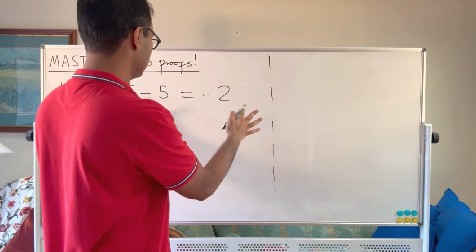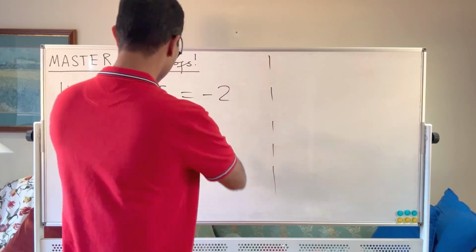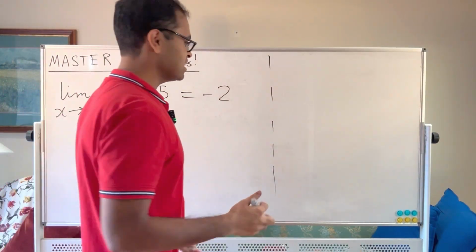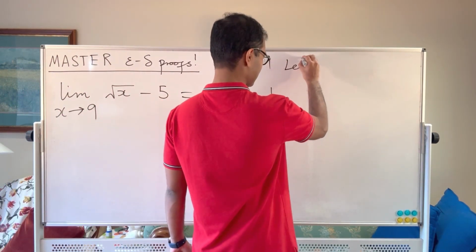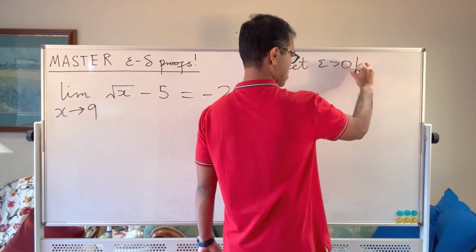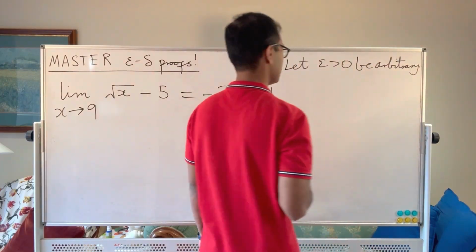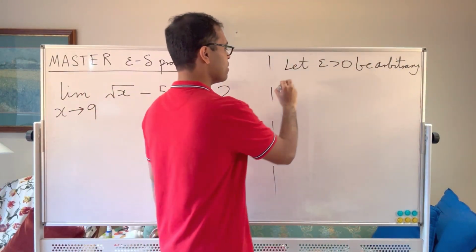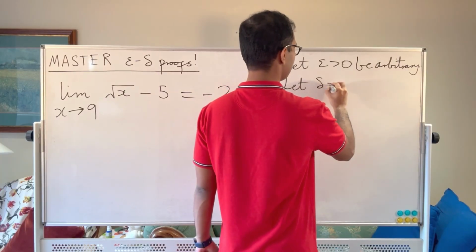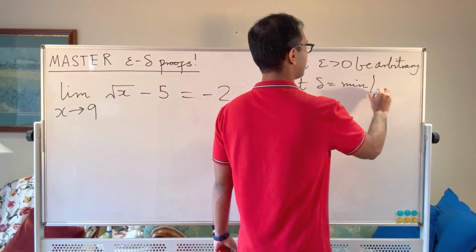Here it's kind of going to be looking blind. I'm not going to actually show what we just did. I just erased it. So let's get into it. Let epsilon greater than 0 be arbitrary. And now we want to pick our delta. Let delta equal the minimum of 5 and 5 epsilon.